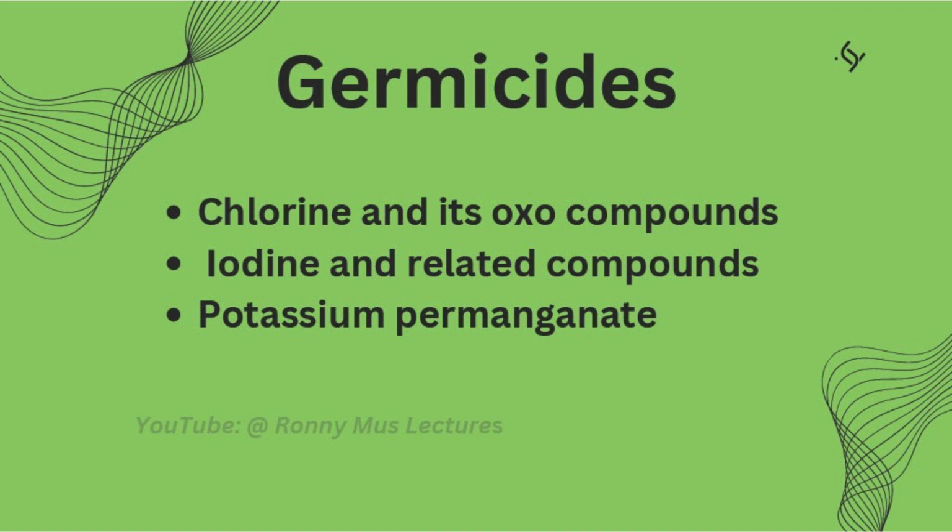Welcome to this lecture whereby we are going to look at halogens that are used as germicides. And these are chlorine and its oxo compounds. Then we have iodine and the related compounds. After that, we look at potassium permanganate. What is common among these is that they are oxidizing germicides.